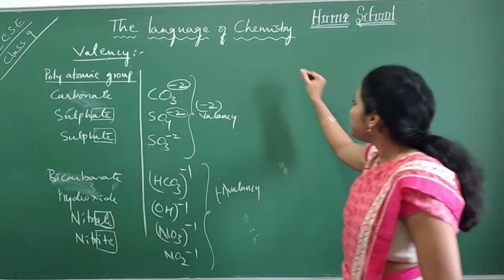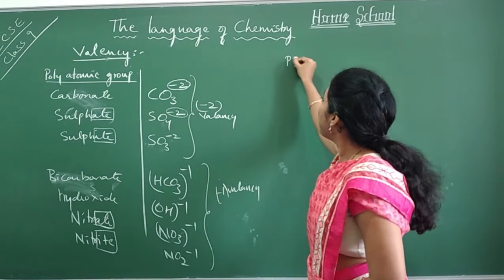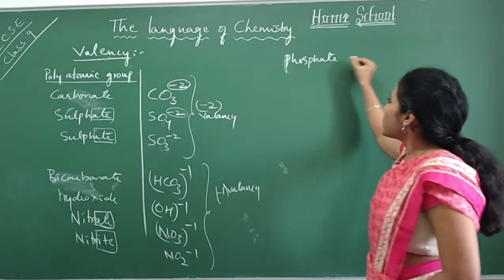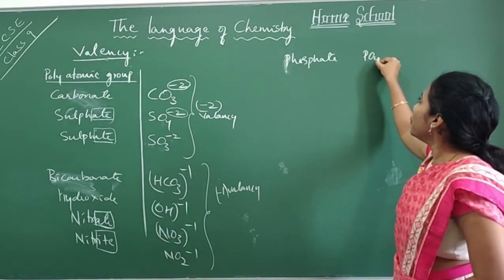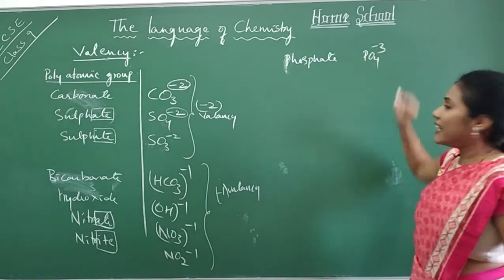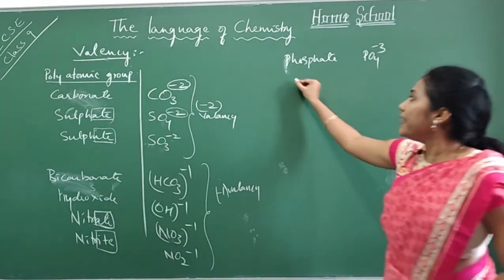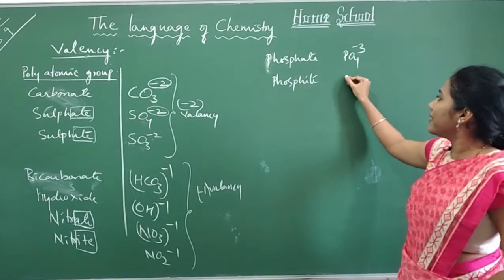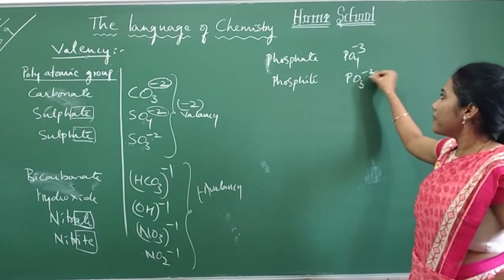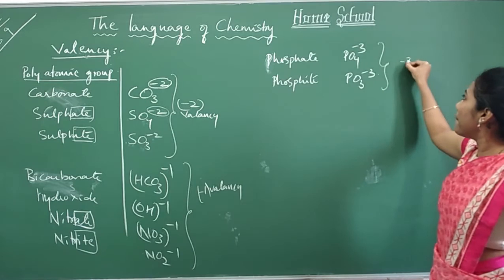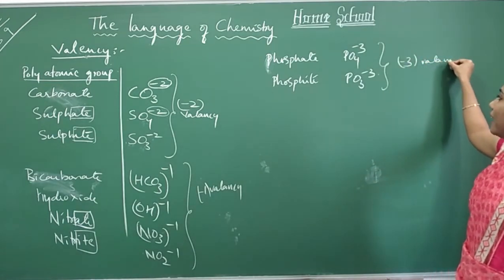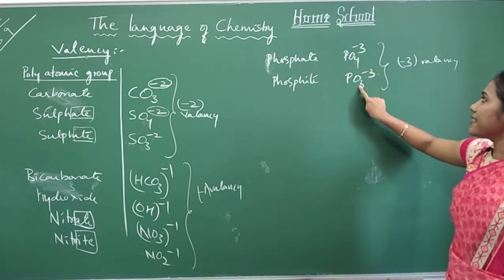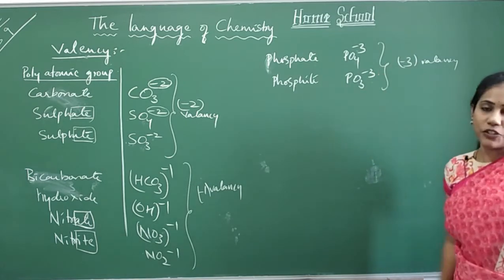Okay, and now coming to phosphate group. Its symbol is PO4 minus 3. It's having a valency minus 3. Similarly, how do you write phosphite polyatomic group? Phosphite in the sense PO3 minus 3. So these groups have minus 3 valency. Phosphate is this one, phosphite is this one. You know what is their charge? Minus 3 is the charge.